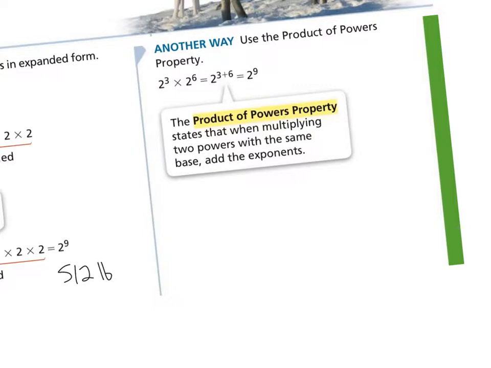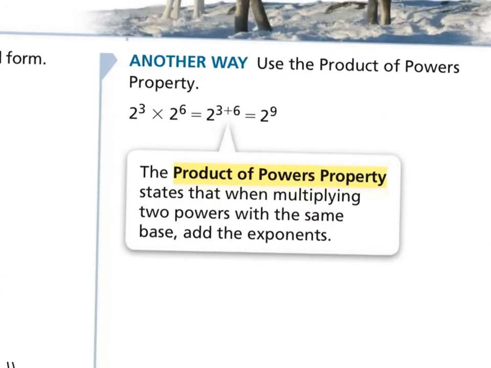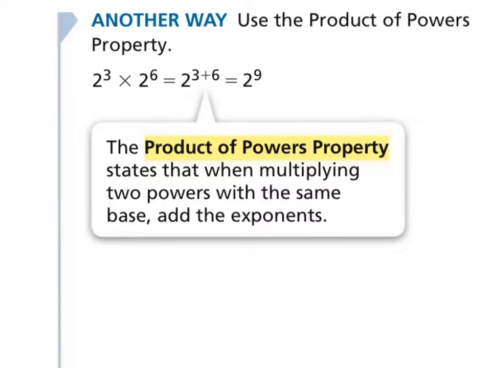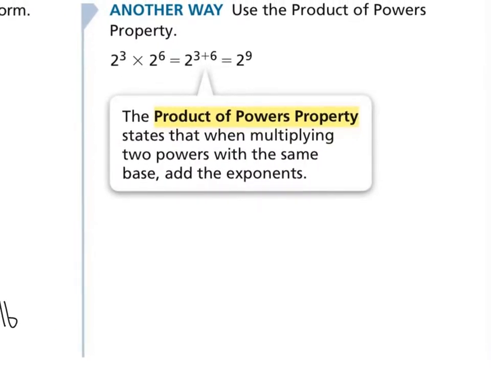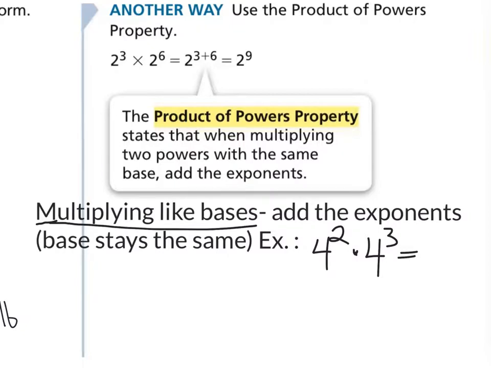Another way of doing this is what we've got over here. Basically, if our bases are the same, we multiply like bases, we can add the exponents together. Okay, not a bad idea, kind of like what we just did a minute ago. Think about 3 factors of 2 multiplying by 6 factors of 2 gives us a total of 9 factors of 2. So a way of saying this, multiplying like bases, we are going to add the exponents and the base stays the same. Just a little quick refresher on how that works.